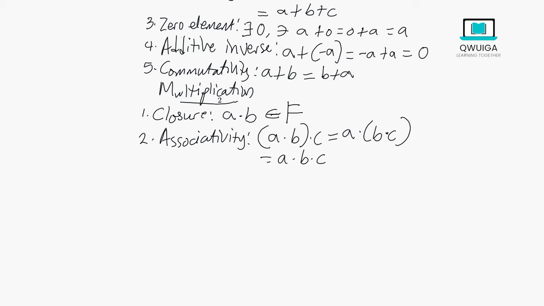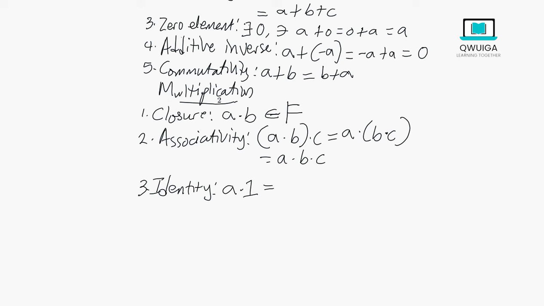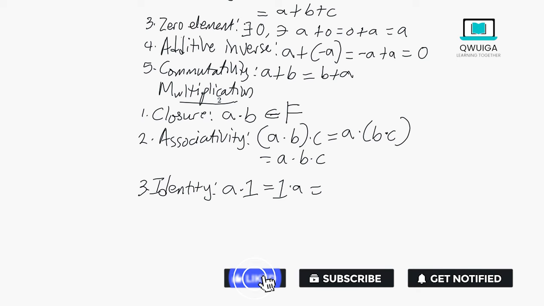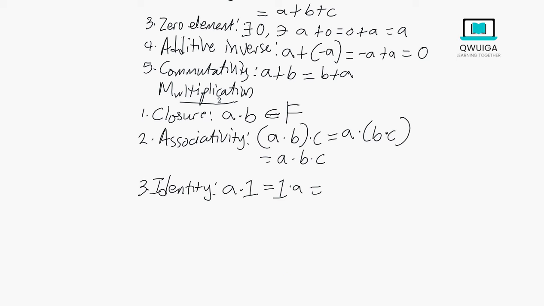And then we have an element which we call the identity element. This axiom is the identity axiom. It says that there exists an element which we denote 1, such that a dot 1 and 1 dot a must give us a once again, and this time we are dealing with multiplication. So that element 1 is an identity element.